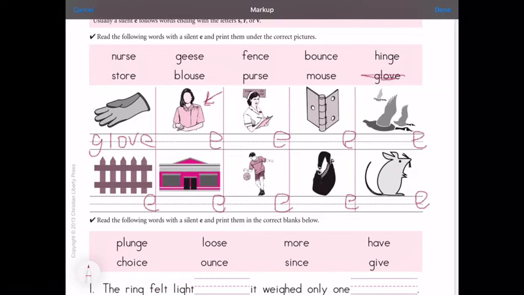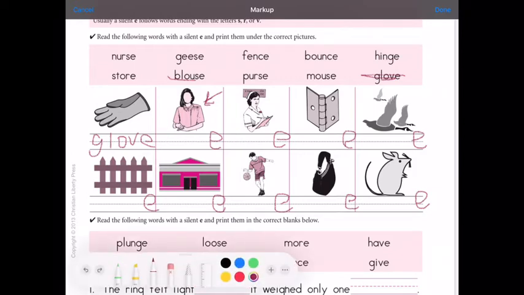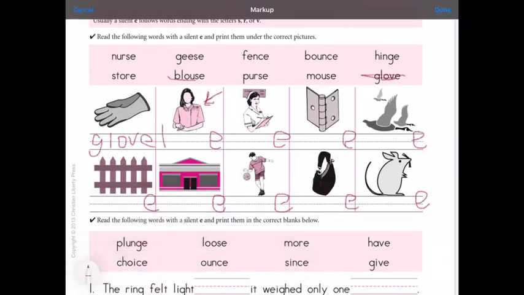So we need to think of another word for shirt. What do we call a nice shirt? Maybe a top you wear at church. A blouse. Blouse. This one right here. So I'm going to write in blouse, and cross that out.